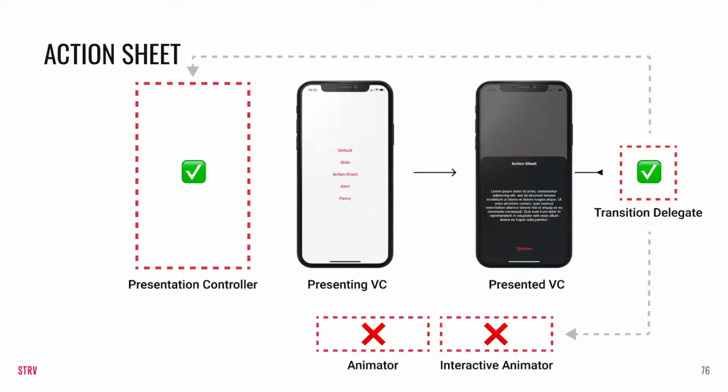We have to implement a transitioning delegate, but this time we're fine using a built-in animation. And if you look at this, you see that we want to change the size of a view controller, and we want to add some additional view. And that's a job for the presentation controller.